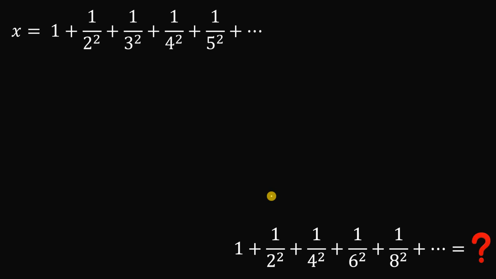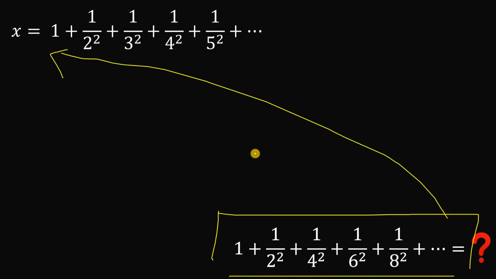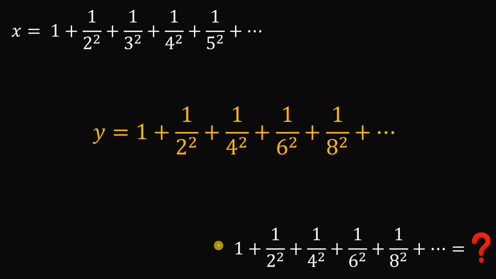Alright, so to answer this question, our goal is to rewrite this expression in terms of x. So what we're going to do is let this expression right over here be equal to a variable, and let's call this y. So the entire expression must be equal to variable y. Next, we subtract 1 on both sides. So we have y minus 1 equals 1 over 2 squared plus 1 over 4 squared and so on and so forth.